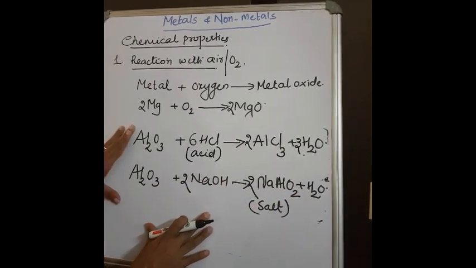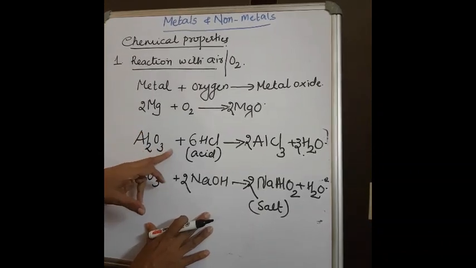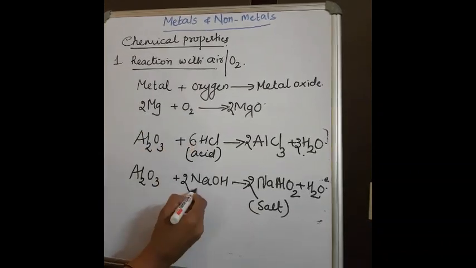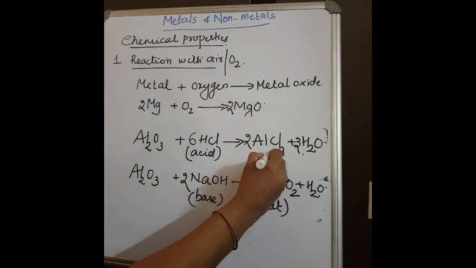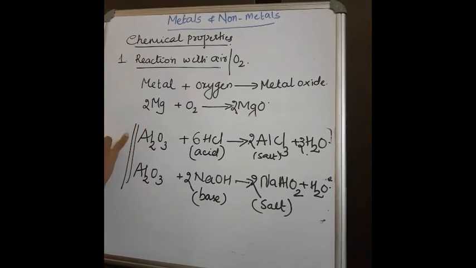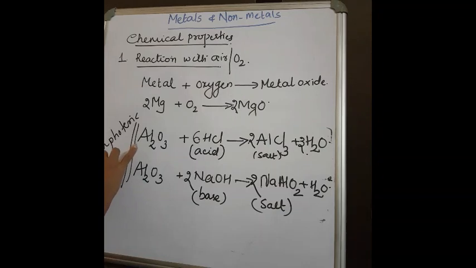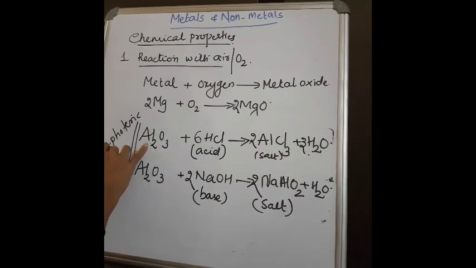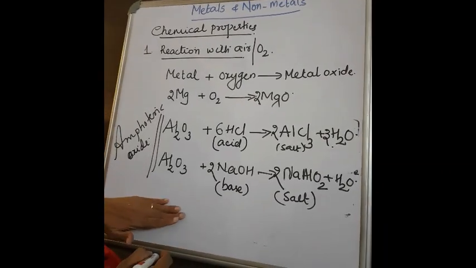So here, some metallic oxides like aluminium oxide and zinc oxide can react with both acid as well as a base to form the corresponding salt and water. And these types of oxides you name as amphoteric oxides. Correct? You got it? Amphoteric oxides. So, this is about the metallic oxides.